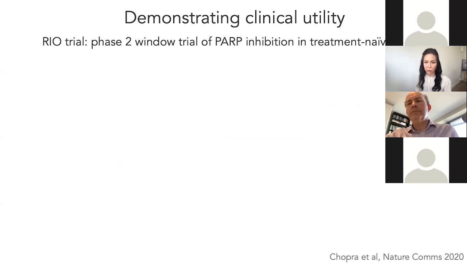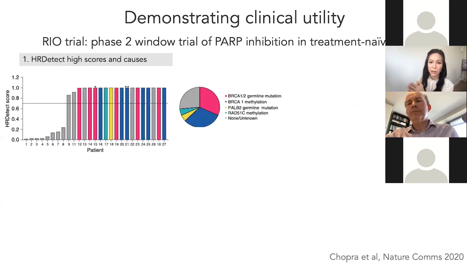Let's go a step further. Patients with newly diagnosed treatment-naive triple-negative breast cancer were then treated with PARP inhibitors for 2 weeks prior to surgery in a window trial, a proof of principle phase 2 trial called RIO. This was in collaboration with Nick Turner's lab in London. And again, more than half the cases had high HR detect scores. And again, just under a third, we cannot find a genetic or epigenetic driver, just like before.